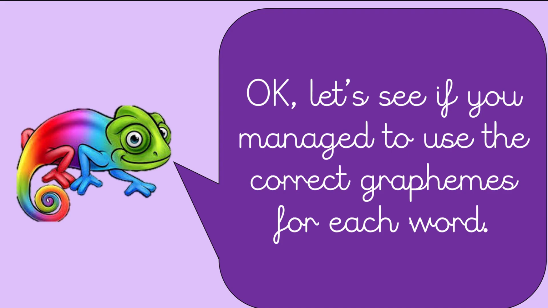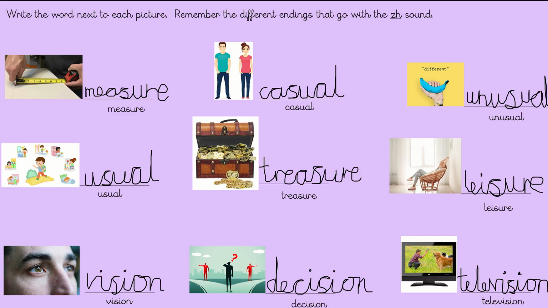Oh, and Kathy says, okay, let's see if you managed to use the correct graphemes for each word. There you go. Have a really good look at that one. The first one was measure. The next one was usual. Underneath is vision. Then there's casual, treasure, decision, unusual, leisure and television. If you want to spend some more time looking at those, you can have a look now, so pause the video.